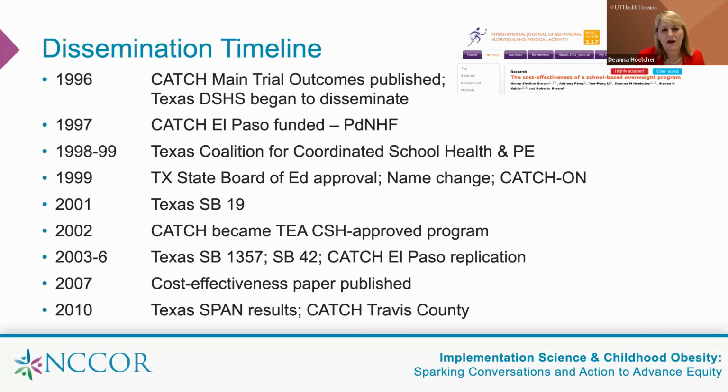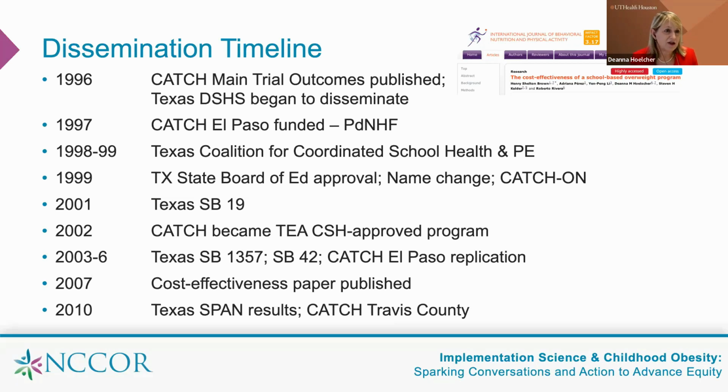So when the main trial outcome was published in JAMA, an individual at the Texas Department of State Health Services learned about the study and thought he should disseminate it across the state. So he sent out an invitation to 3,000 elementary schools to buy CATCH at a nominal price, and only 6 responded. So DSHS decided that they needed to provide a more active dissemination. And so they paid our group at the School of Public Health for training, dissemination, and evaluation.